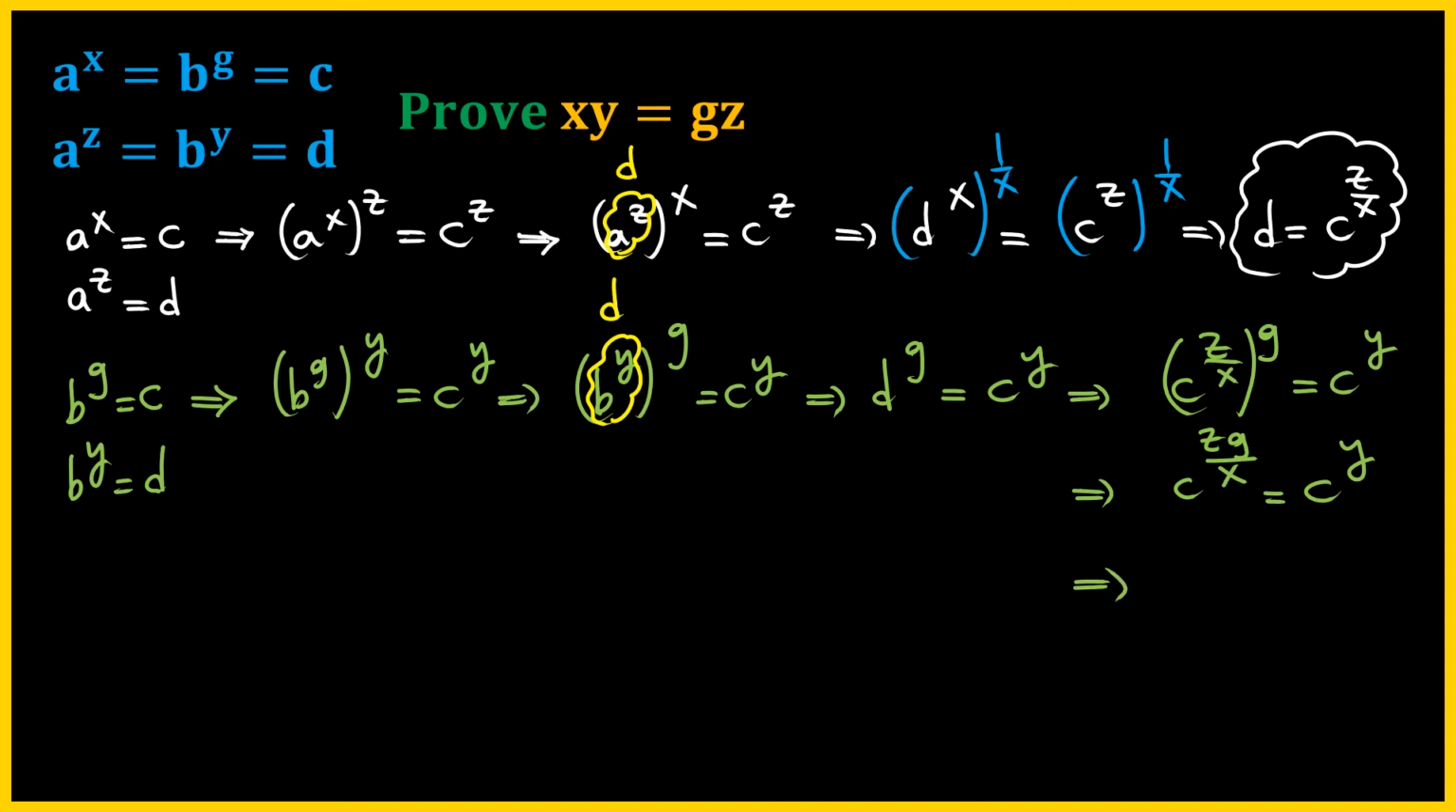And then this implies that z times g over x equals y, because whenever two exponents with the same base are equal, that means that the powers are equal too. So by cross multiplying, we should get z times g equals x times y. And this is exactly what we wanted to prove.